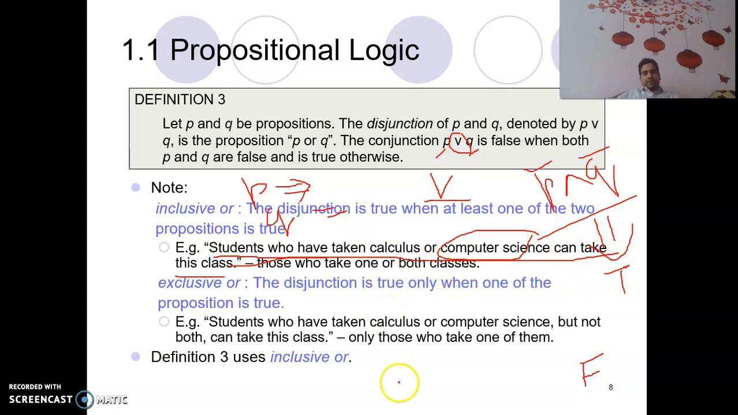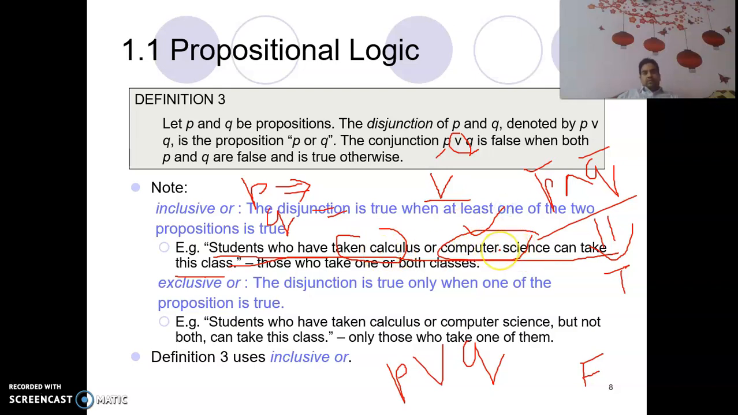So if we disjunct them, P disjunction Q, what does it mean? It will look like this: Students who have taken calculus or computer science can take this class. So what does it mean? When can the student take the class? When the student has taken either calculus or computer science.